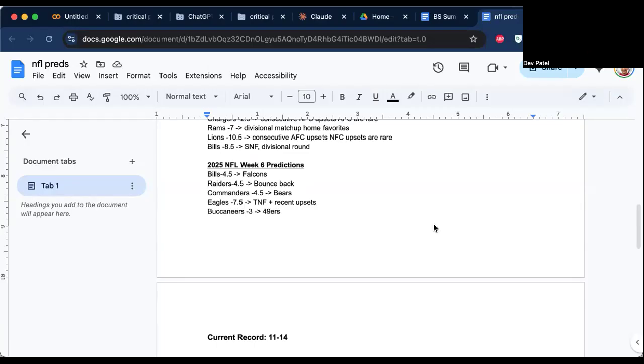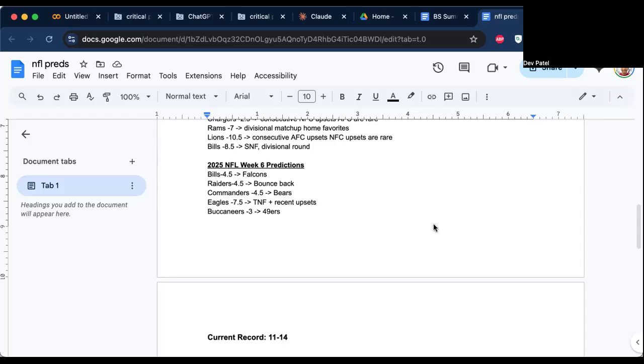Raiders minus 4.5. This is one of those trends where if a team has lost by more than 30 points or more than 20 points and they're coming back as a favorite, Commanders minus 4.5. This is with the Chicago upset recently, I think a couple weeks back, a 325 game, so unlikely to do it again. So that's why Commanders minus 4.5.